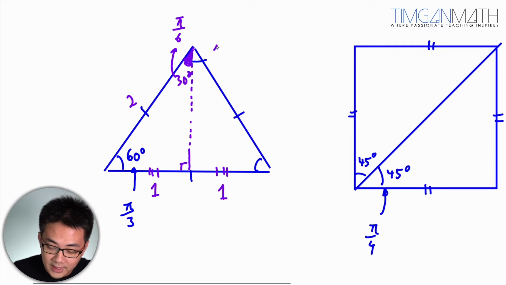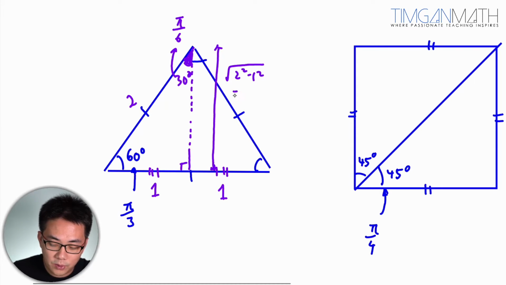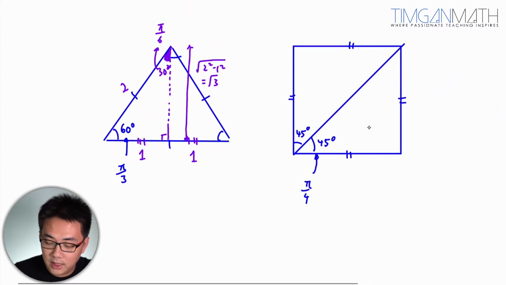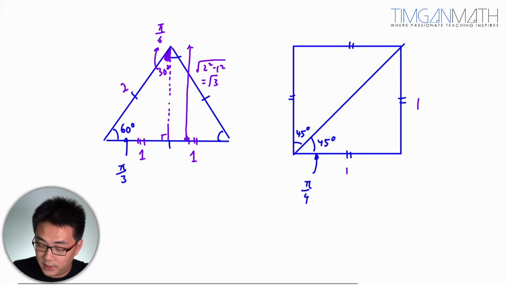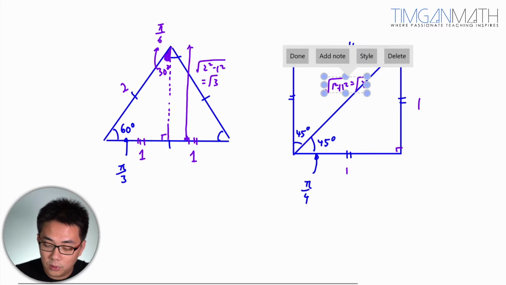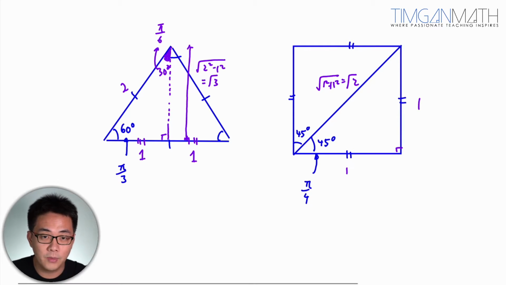To find this height here is not an issue, because we could just use Pythagoras' Theorem: square root of 2 squared minus 1 squared, which will yield root 3. Okay, root 3 over here. Similar with this triangle here, this will be 1 and this will be 1, the shortest lengths of this right angle triangle. So once this is established, we could tell that this is the square root of 1 squared plus 1 squared, which is root 2. So root 2 would be this length here.